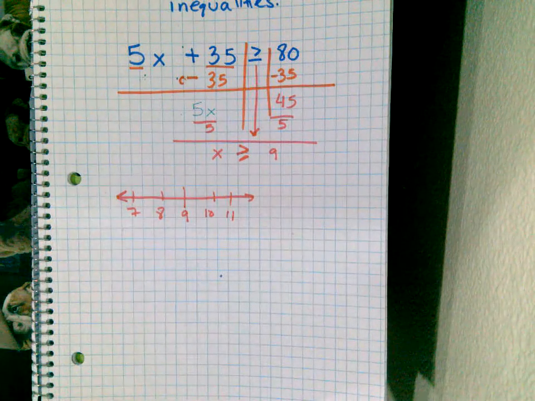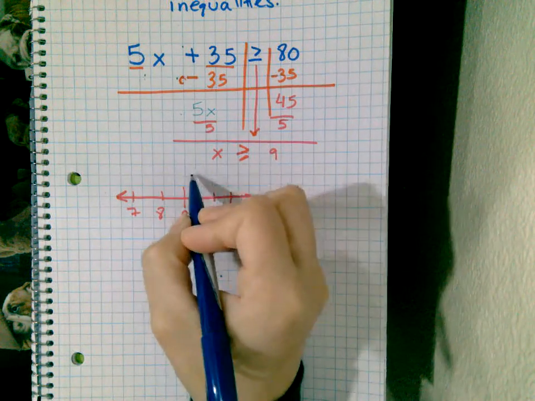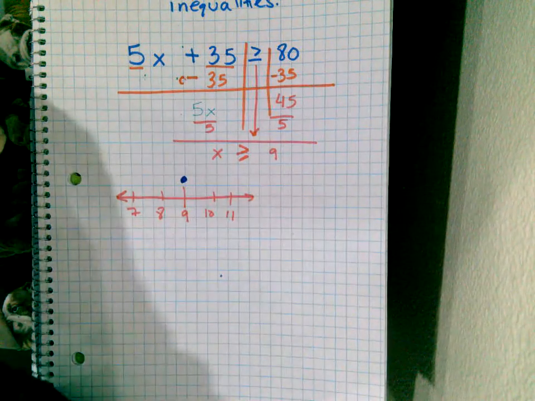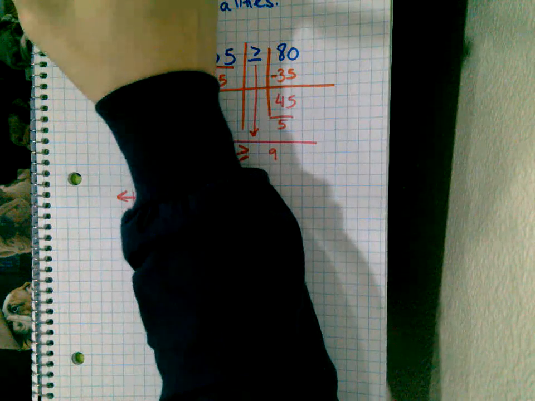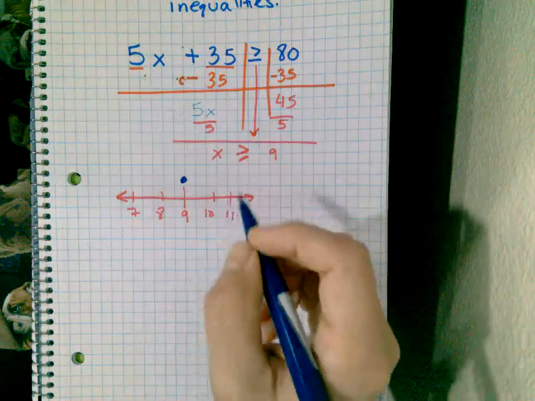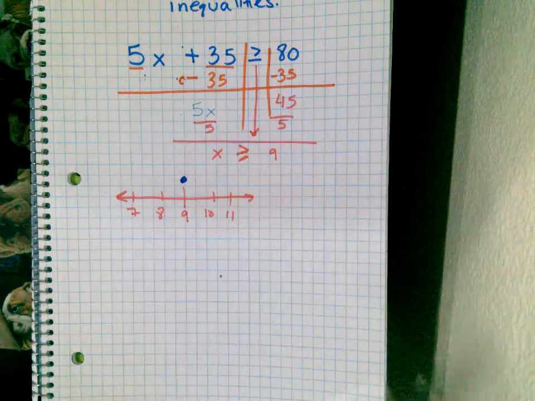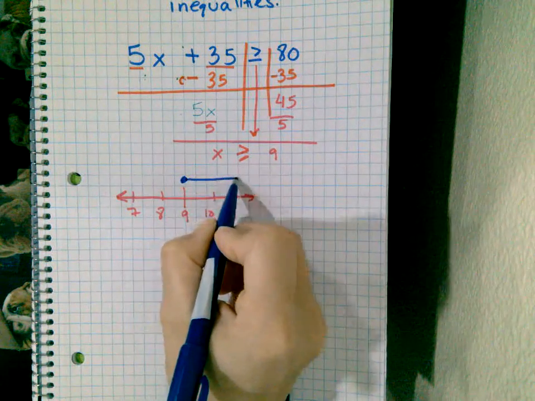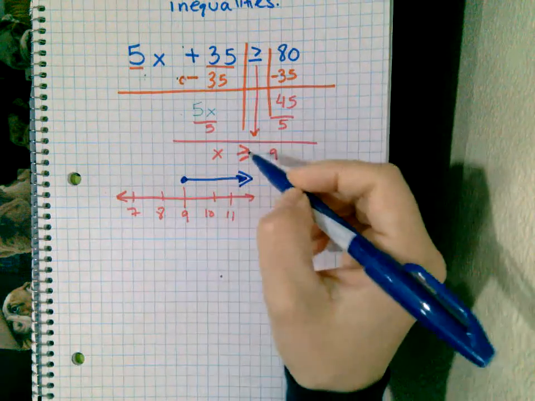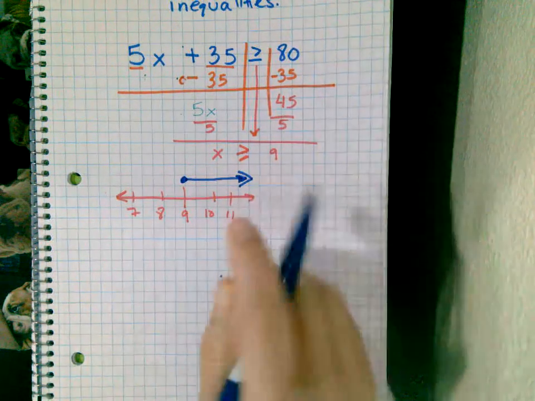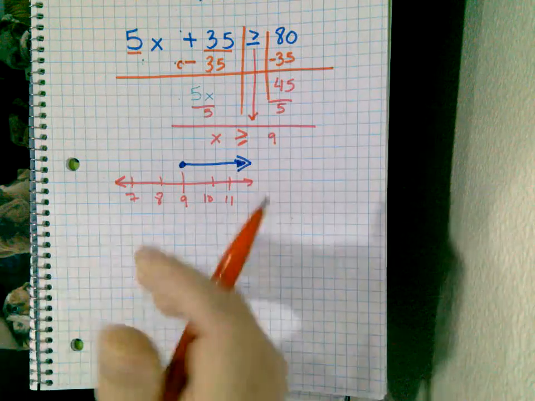Then you ask yourself, is it an open or closed circle? It is a closed circle. And then which way do you shade? You shade to the right. And there's your inequality, right? Your arrow is the same inequality as the one given to you. We remember this, right? Okay, hopefully.